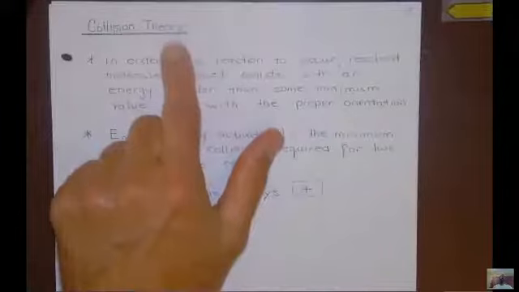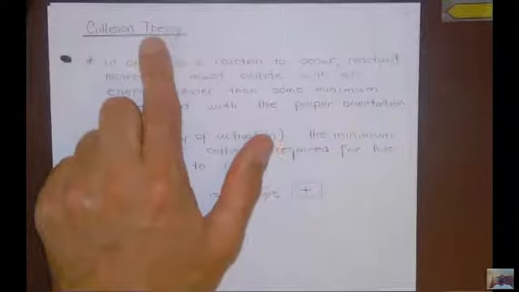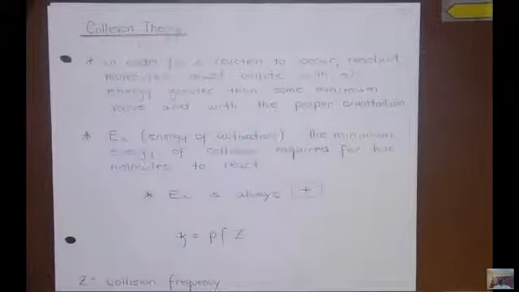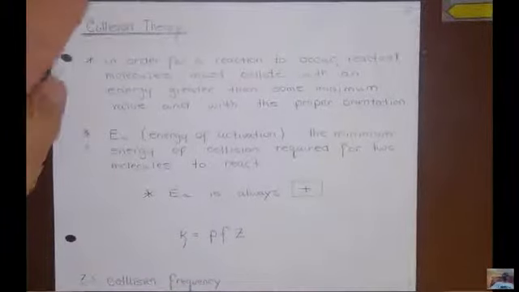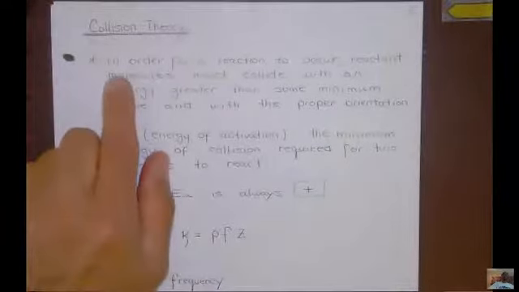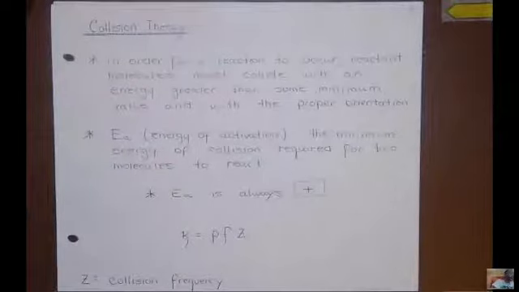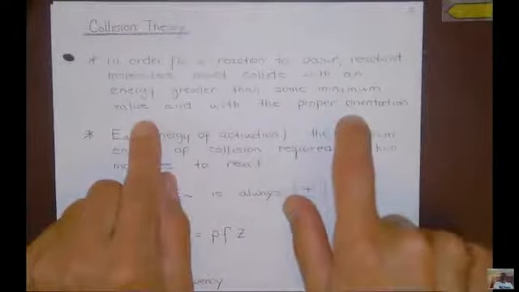So the Arrhenius equation that we're going to derive here is going to give us the effect of temperature on the rate constant, because rate constant is very much a function of temperature. So here's rate constant K. Let's read through this and come up with the equation. But you already know how to work with this kind of equation from Clausius-Clapeyron. Okay, in order for a reaction to occur, reactant molecules must collide with an energy greater than some minimum value and with the proper orientation.